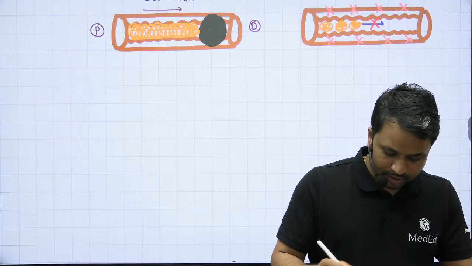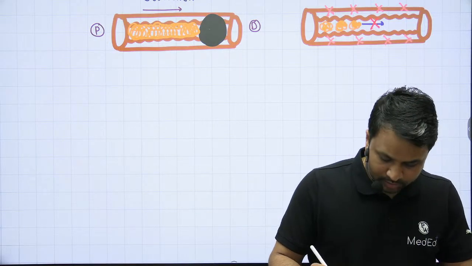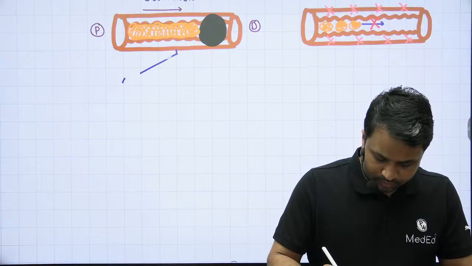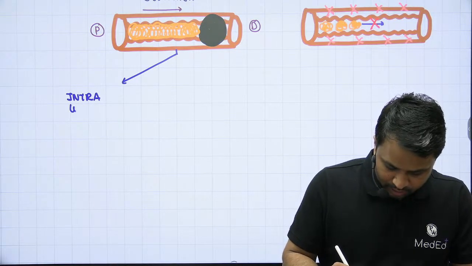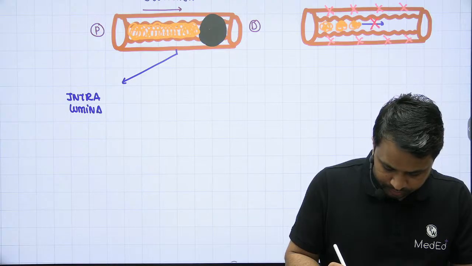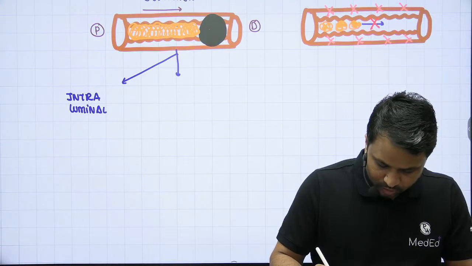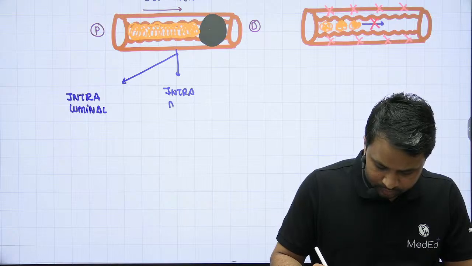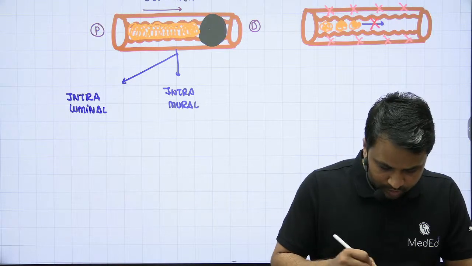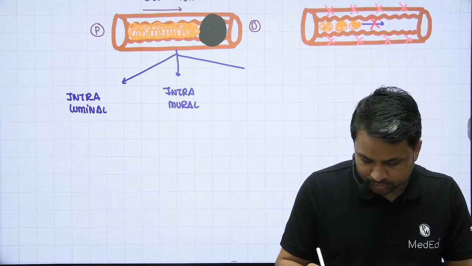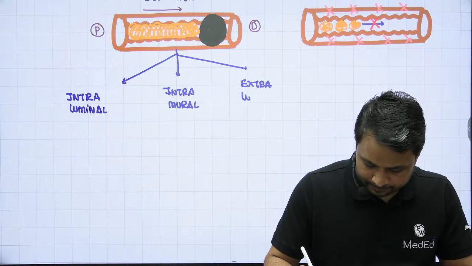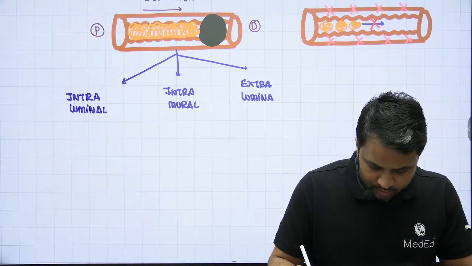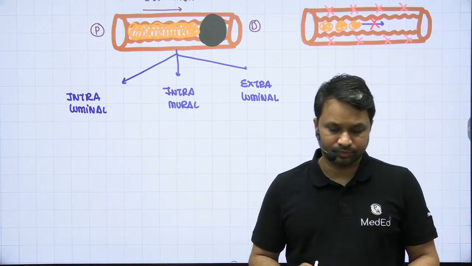Now coming to dynamic intestinal obstruction, it depends on where exactly the obstruction is going to occur. Is it going to be intraluminal? Is it going to be intramural? Or is it going to be extraluminal?